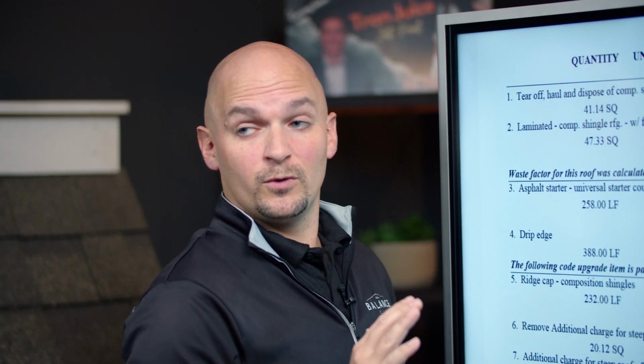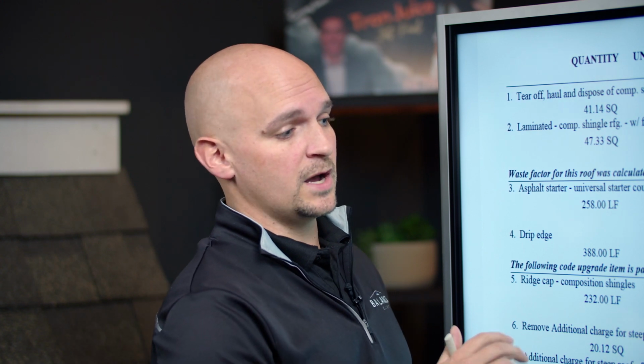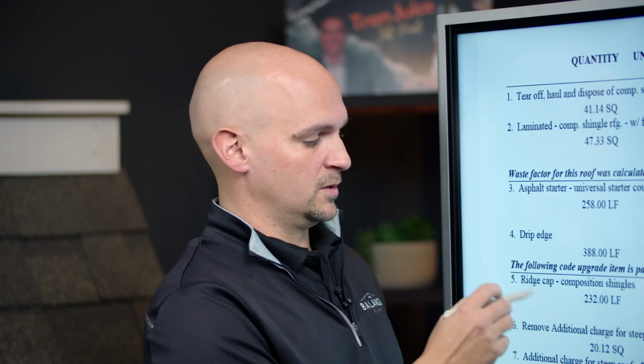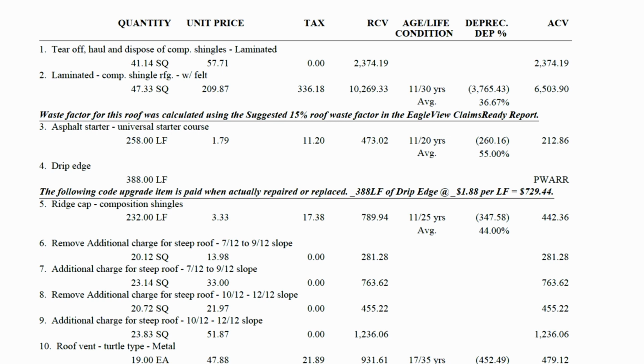One thing to keep an eye out for on some estimates is whether or not there's actually a line item cost. This line item for drip edge is an approved line item. However, you'll see here, there's no cost tied to it at the end of the line. That doesn't mean it's not approved. That just means that this carrier is not including the dollar value for that line item until it is actually repaired or replaced.